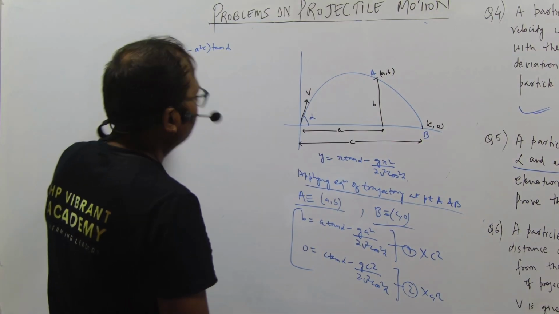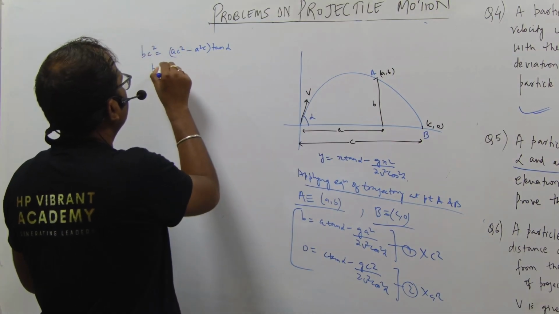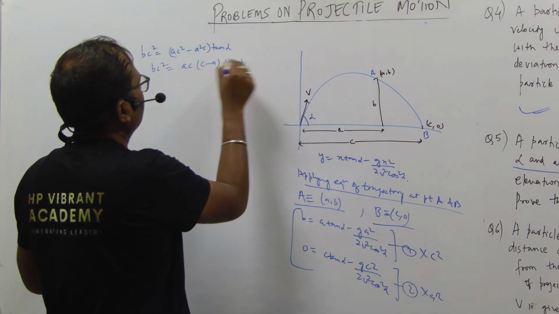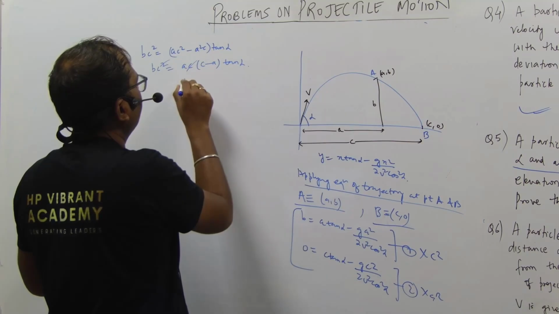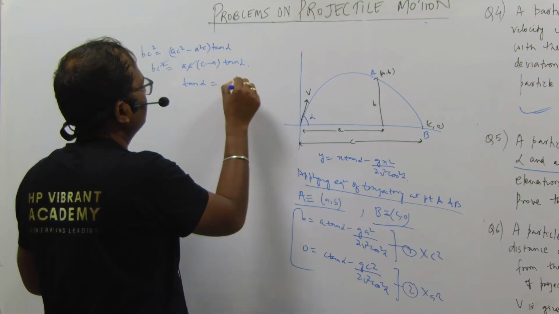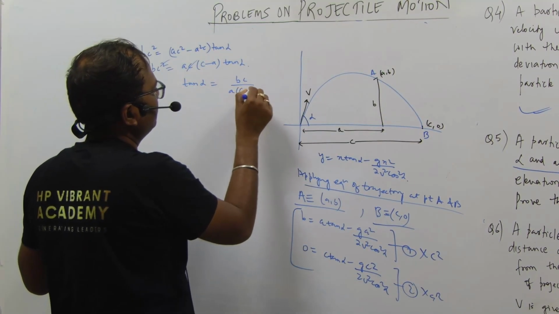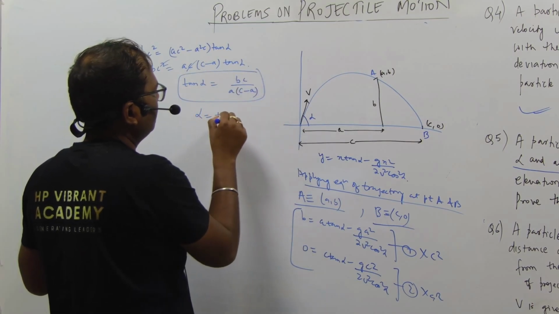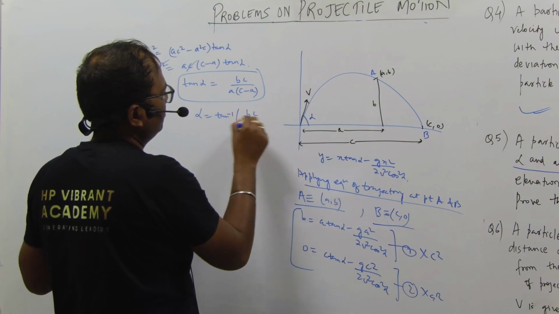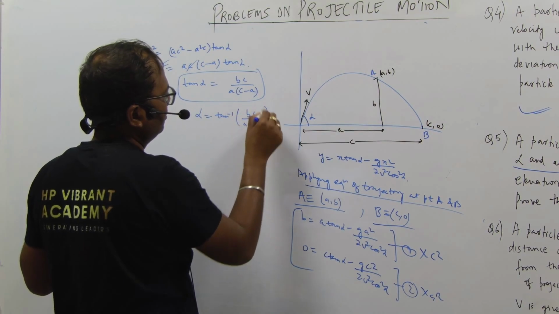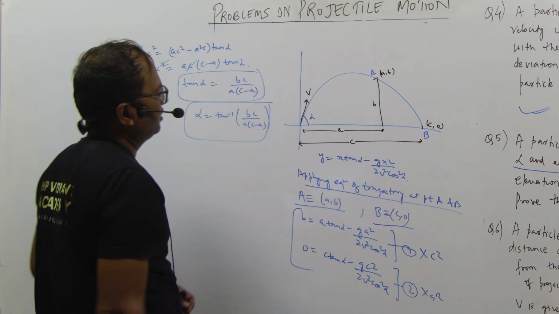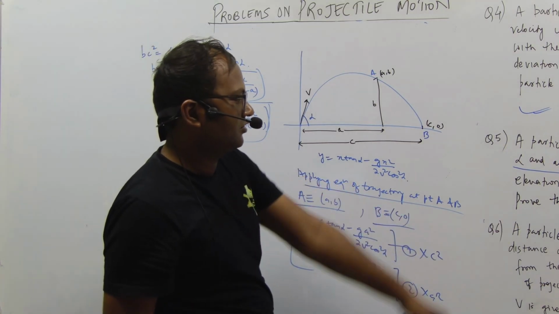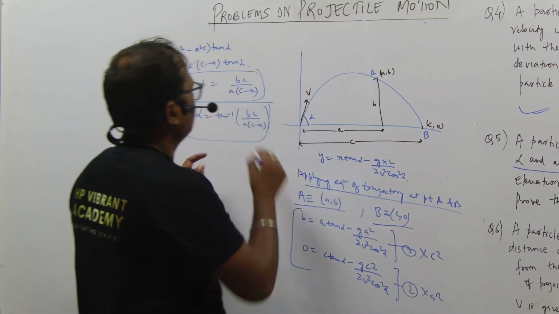So we have bc square is equal to ac into c minus a into tan alpha. This gets cancelled, so we have tan alpha is equal to bc upon a into c minus a. So alpha is equal to tan inverse of bc upon a into c minus a. This is the angle of inclination that was being asked in the question: prove that the angle of projection is tan inverse bc upon a into c minus a.